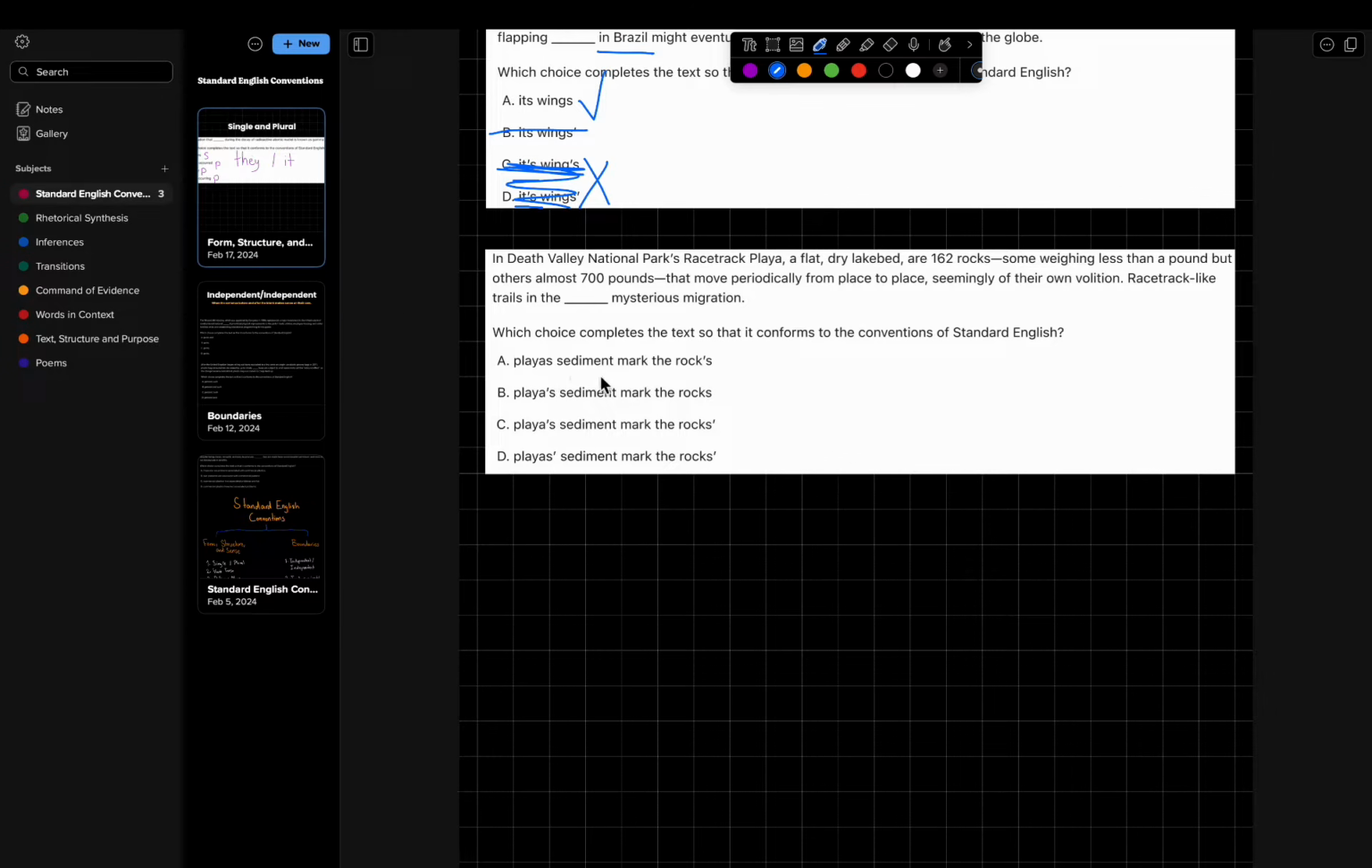We can see that playa possesses sediment, so there has to be an apostrophe, so choice A is wrong. In the text it says playa, so it is a singular word, so it cannot be choice D. We're left with choice B and C, and if we look at the words rocks, we can see that one of them is with apostrophe and the other is not. In the text, it says rock's mysterious migration. Mysterious migration is possessed by rocks, so there should be an apostrophe. Therefore, choice C is right.